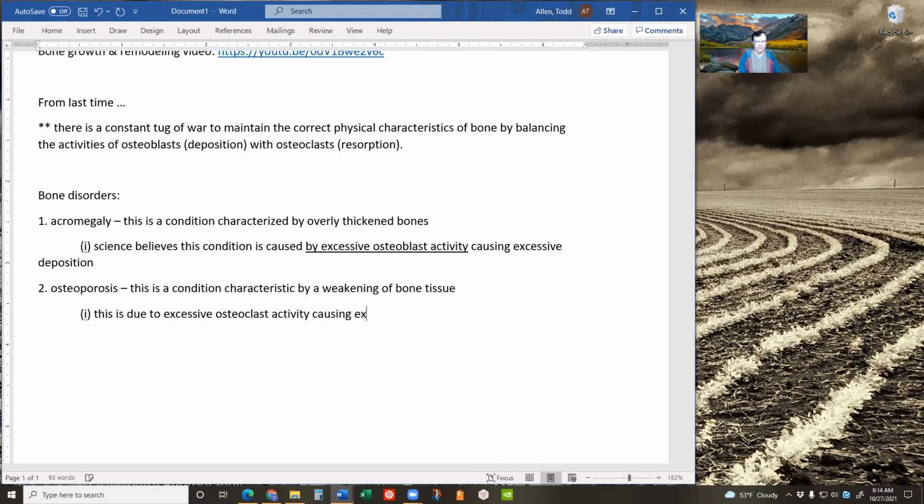Causing excessive bone resorption. Okay, so you may have already had a question or two about this in your homework. I'm not entirely sure what stage of your homework you'll get this, but I know there is at least one question in the homework about osteoporosis.